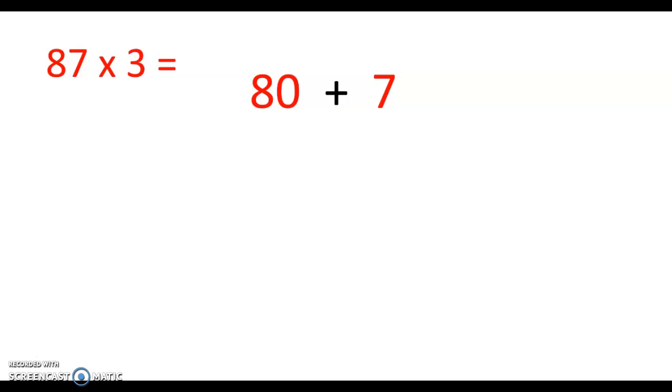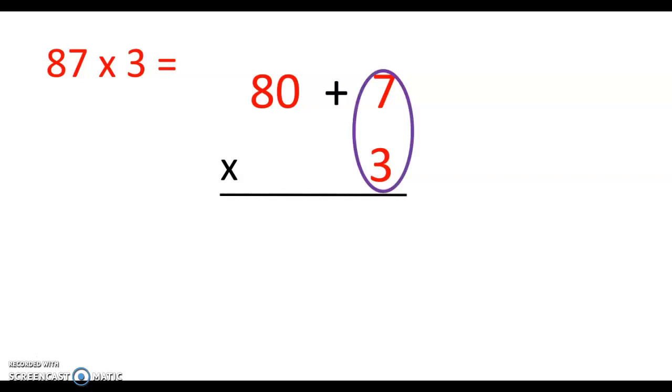Then we know that we're going to do times 3, and our 3 is going to be written underneath the 7 because that is our ones place. And we know that we are going to multiply. We're going to take that 3 and make it be like a sprinkler hitting all the other ones. So 3 times 7 is 21.